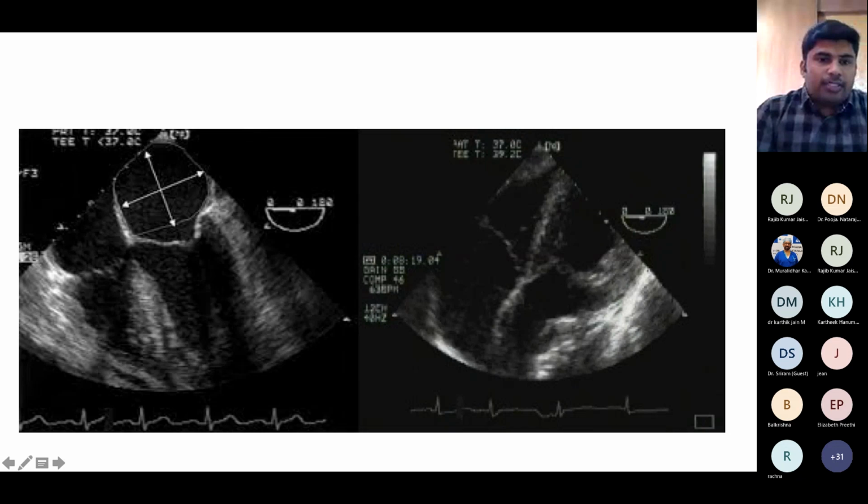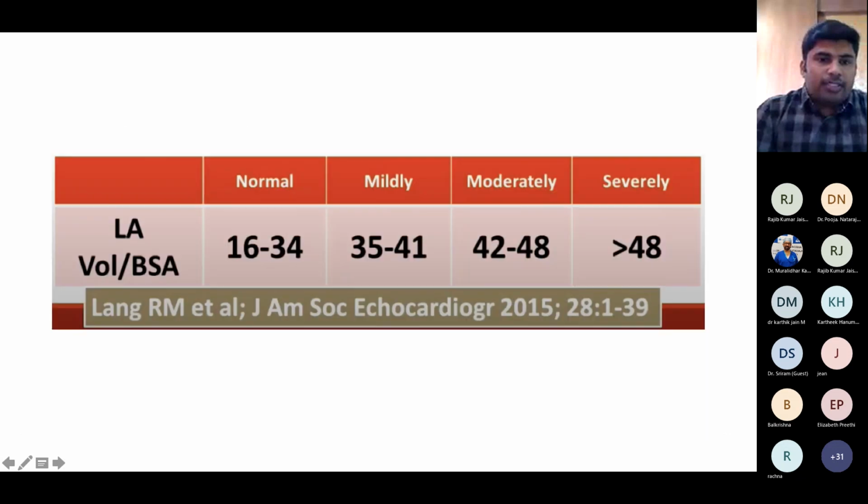The reference value of the left atrium upper normal is 34 ml per meter square. It can be further divided into mild, moderate, and severely dilated based on the volume. If it is more than 48 ml per meter square, it's called severely dilated.